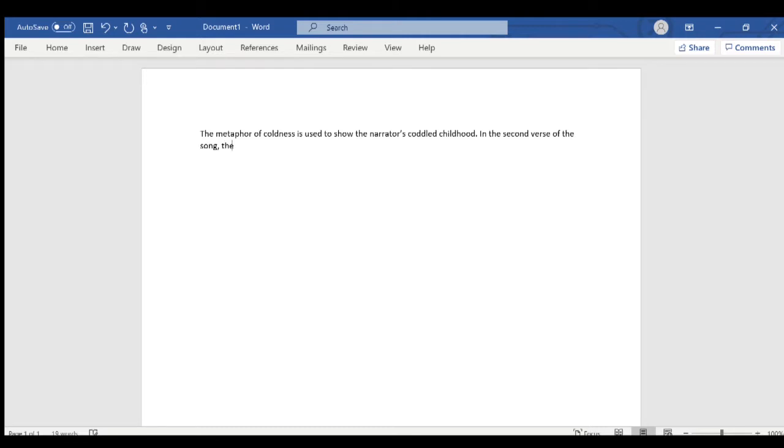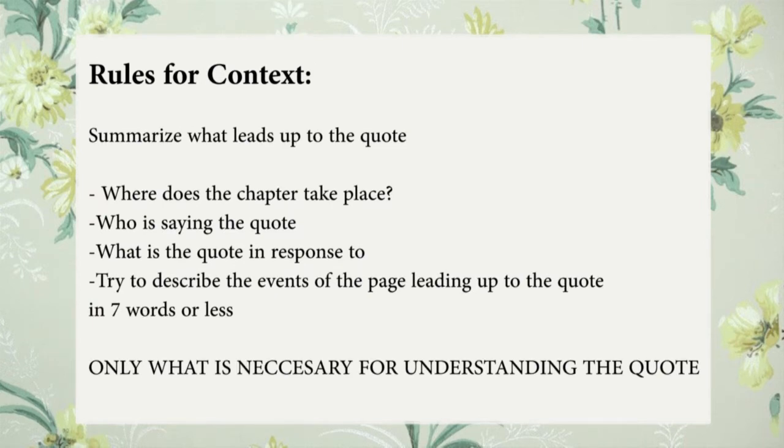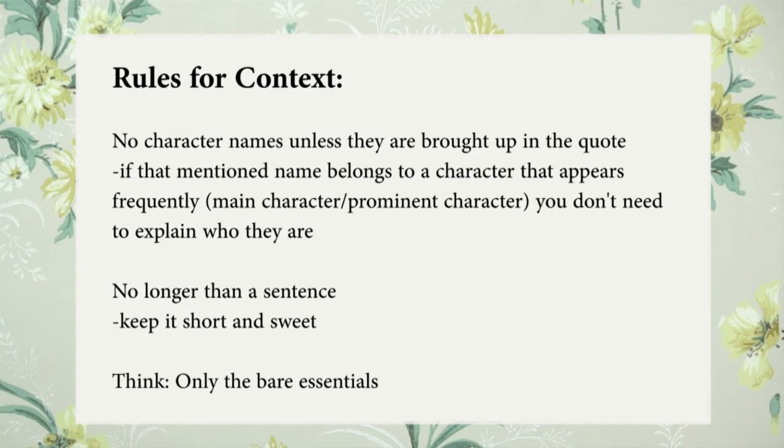Then use some context leading up to the quote. For poems, you can just say something like, "in line 3." For books, try to summarize the stuff leading up to the quote, but only what is necessary to understand the quote. Only give character names if it's brought up in the quote. Just the bare essentials to understanding. It shouldn't be more than a sentence.